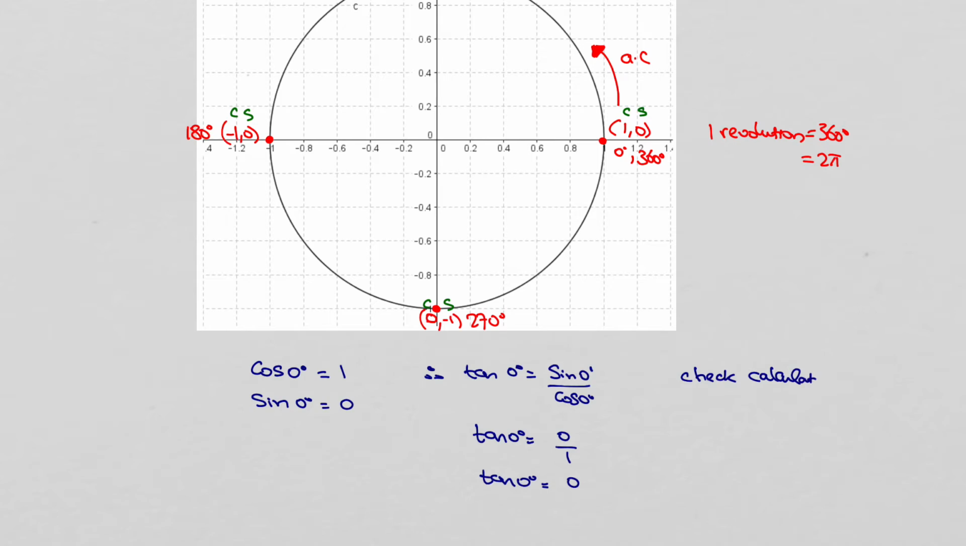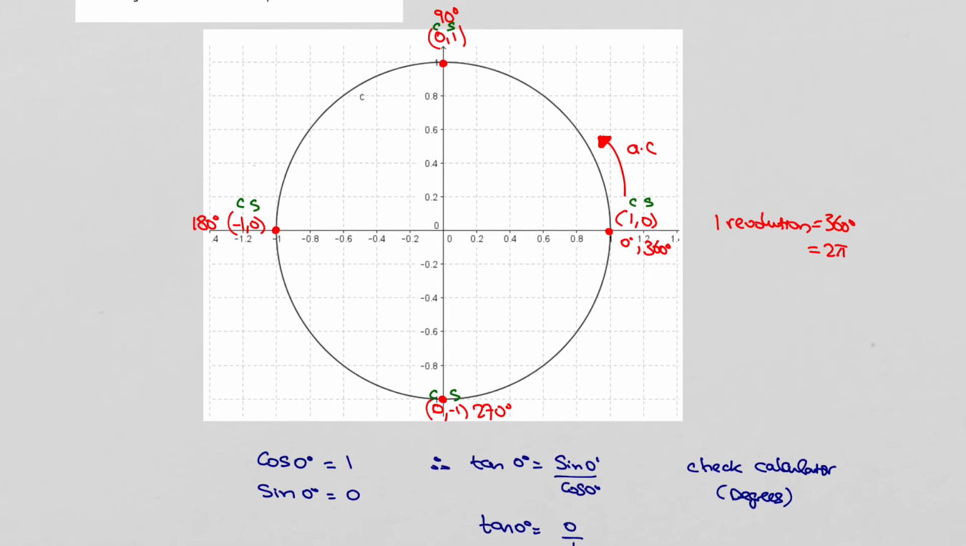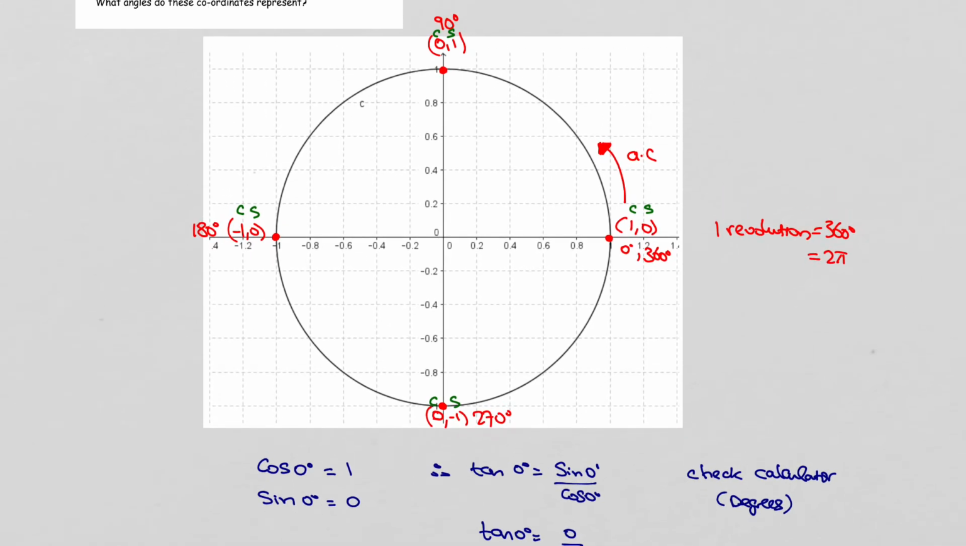And of course, if you go and check on your calculator, making sure your calculator is in degrees, you will see that if you type in cos 0, sine 0, and tan 0, you'll get the answers 1, 0, 0. In other words, your calculator has been programmed based on this unit circle.